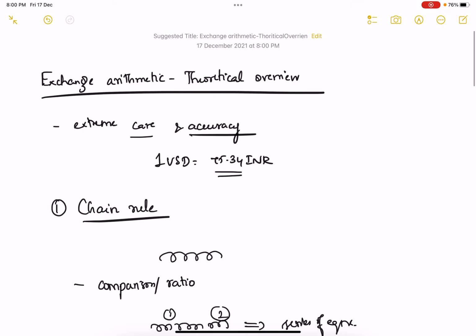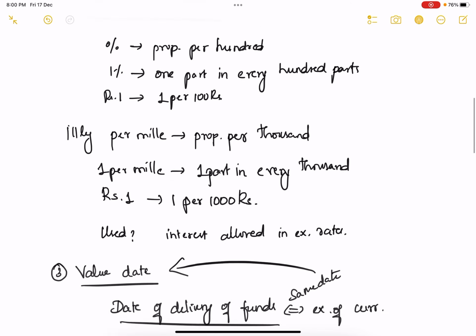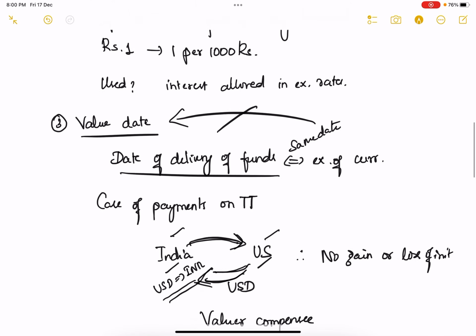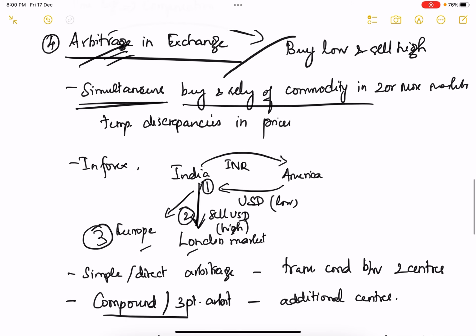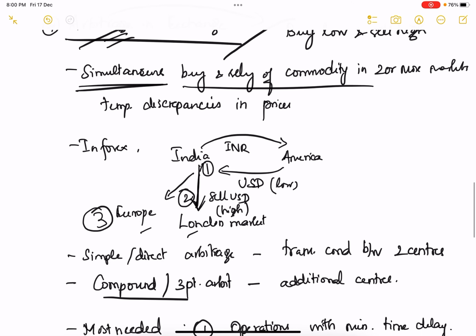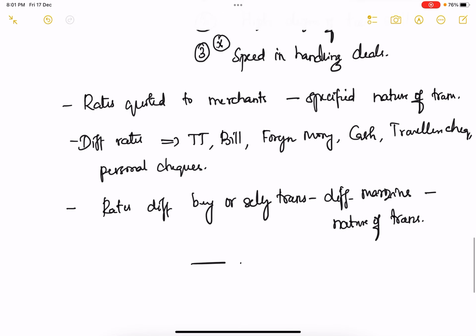So under exchange rate arithmetic, we have seen 4 different terms: chain rule, percent and Permille, value date, and arbitrage in exchange. Once you are thorough with the concept of all these 4 terms, you will be able to crack the problems with much ease.